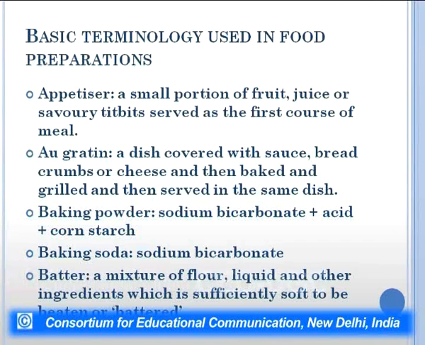Au gratin: a dish covered with sauce, bread crumbs or cheese, then baked or grilled, and served in the same dish. Baking powder: baking powder is sodium bicarbonate plus acid plus cornstarch. There are two things available and recommended for making baked dishes, baking powder and baking soda, but these two are different. Baking soda is only sodium bicarbonate. Batter: a mixture of flour, liquid and other ingredients which is sufficiently soft to be beaten or battered.